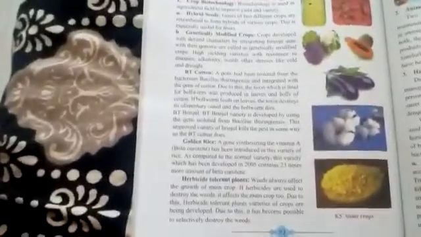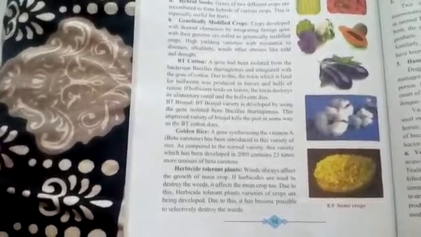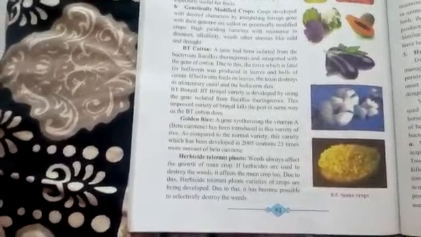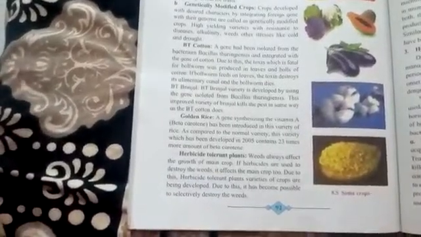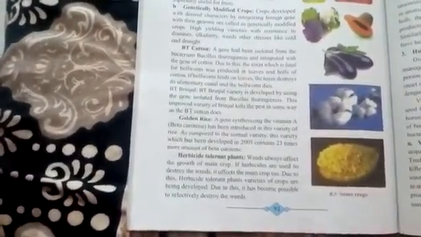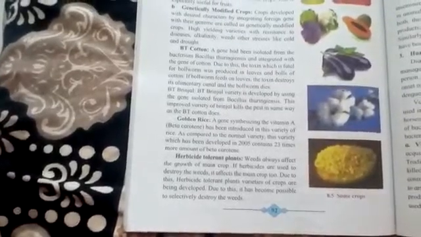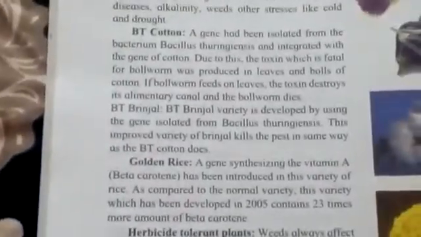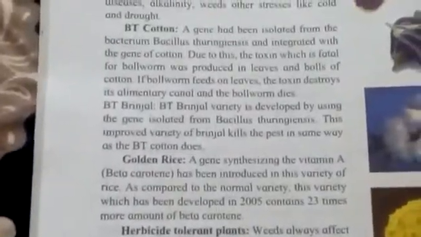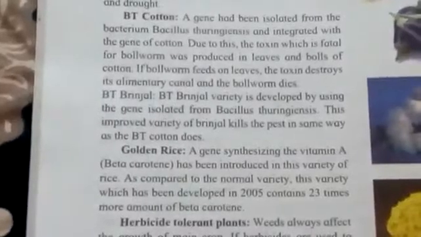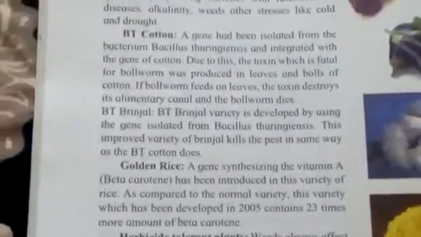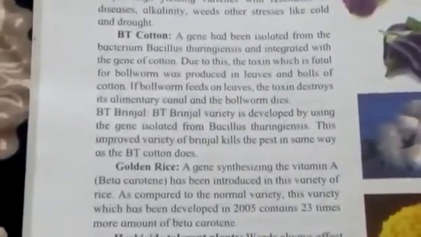Then there is Bt cotton. Bt cotton is a new variety of cotton which was introduced in the year 2000, before 2005. What happens here is that a gene has been isolated from the bacterium Bacillus thuringiensis, and it is integrated. That means it is combined with the gene of cotton. And this bacterium kills the bollworm. Bollworms are the insects which affect the leaves of the cotton.